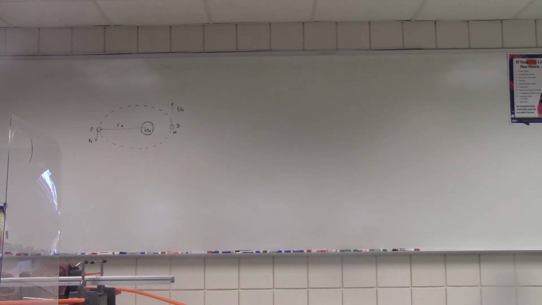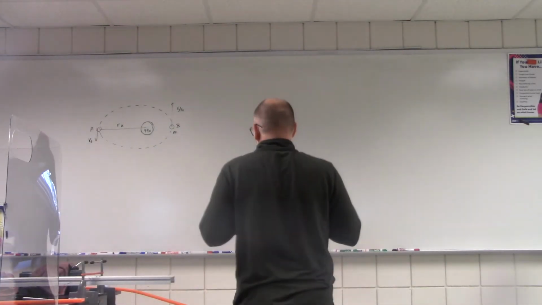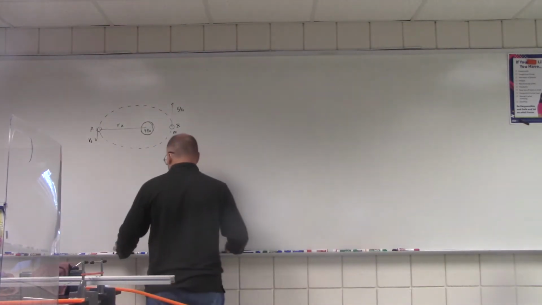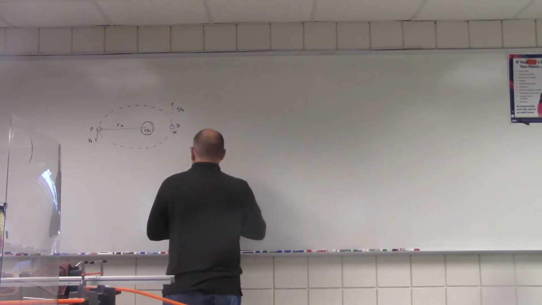Now it says, when the moon is at point A, the distance from the moon to the center of the planet-moon system is most nearly. So this is a center of mass question, which was not obvious to me the first time I read it, mostly because I interpreted it as going to be something else. So let's do the center of mass real quick.